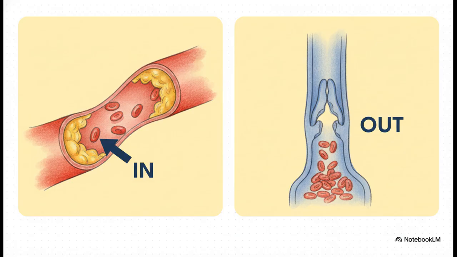And here are our 2 main players based on that very question. If blood has trouble getting in, that's an arterial issue. We call it Peripheral Arterial Disease, or PAD. Think of it like clogged pipes from plaque. But if blood has trouble getting out, that's a venous problem. That's chronic venous insufficiency, or CVI, where the little valves in the veins fail and blood just pools. It really is all about inflow versus outflow.